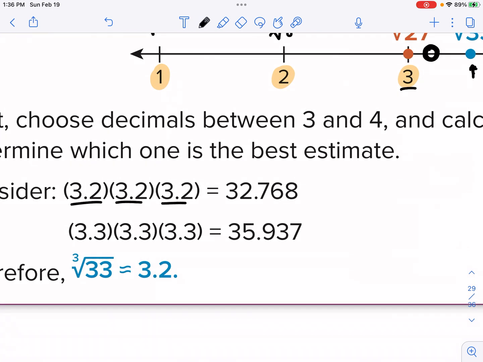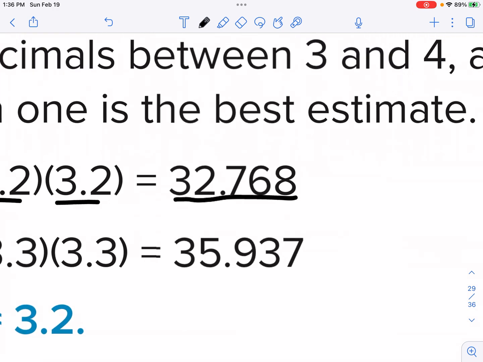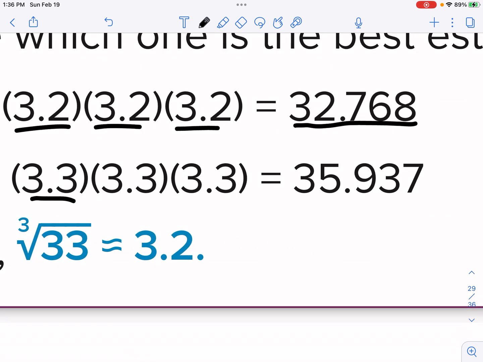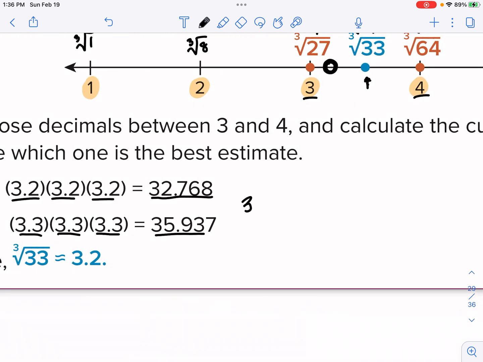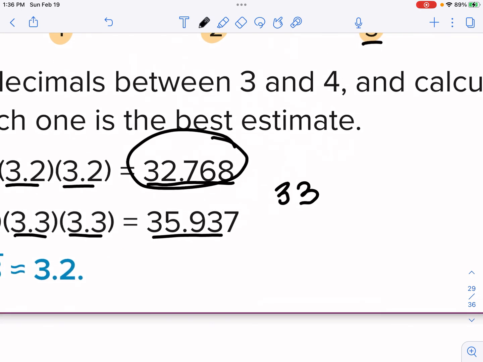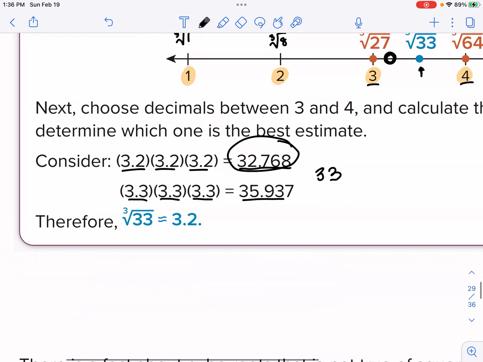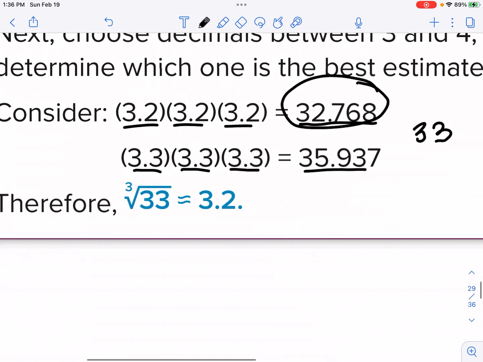So what we did, we multiplied 3.2 by itself 3 times, 3.2 times 3.2 times 3.2. This is 32.76 or 77. And then 3.3 is 35.93 or 94. So which one of these is closer to our problem, which is 33? This one is definitely closer. It's only a couple cents off. So we would say when we estimate, it's about 3.2.